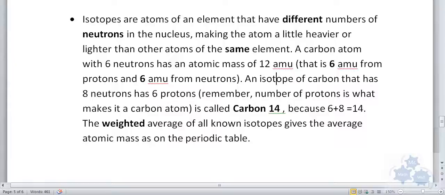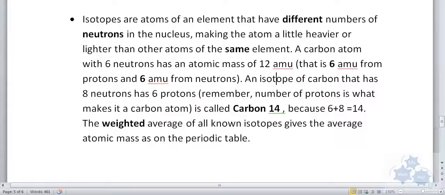And so we have different masses. Same for atoms of an element. Atoms of carbon, as I show here in the example: most atoms of carbon have 6 protons and 6 neutrons, to have an atomic mass of 12 atomic mass units, 12 AMUs. So that's 6 from the protons and 6 from the neutrons. But an isotope, or another version of carbon, has 8 neutrons and 6 protons.